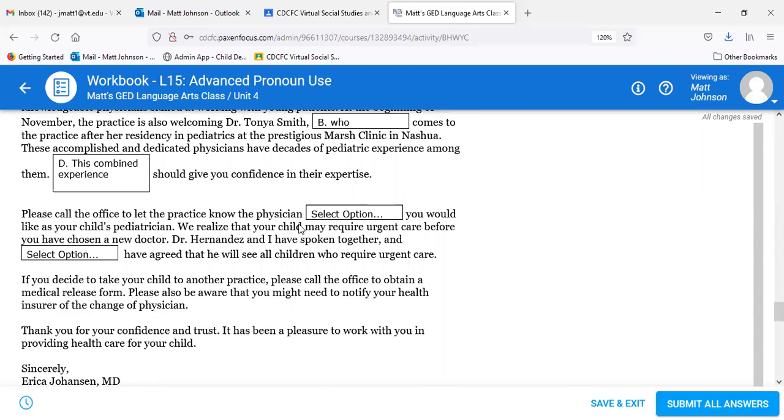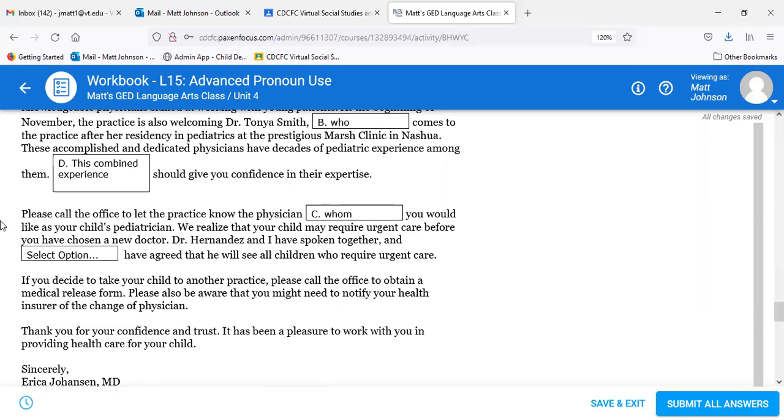Okay, and then please call the office to let the practice know the physician whom you will be. In this case, it's an object we're looking for, object pronoun. Whom. See. Whom? Yes. Please call the office to let the practice know. The practice here is the subject. Know is the verb. The physician is receiving the action, right? That's the object of the action. Whom you would like as your child's pediatrician.